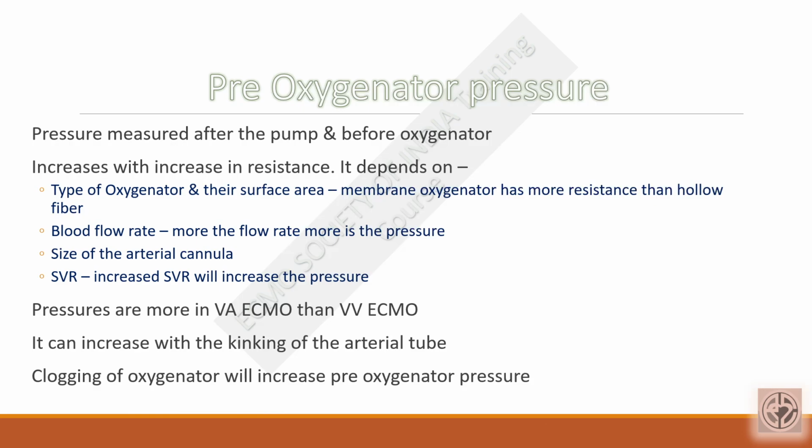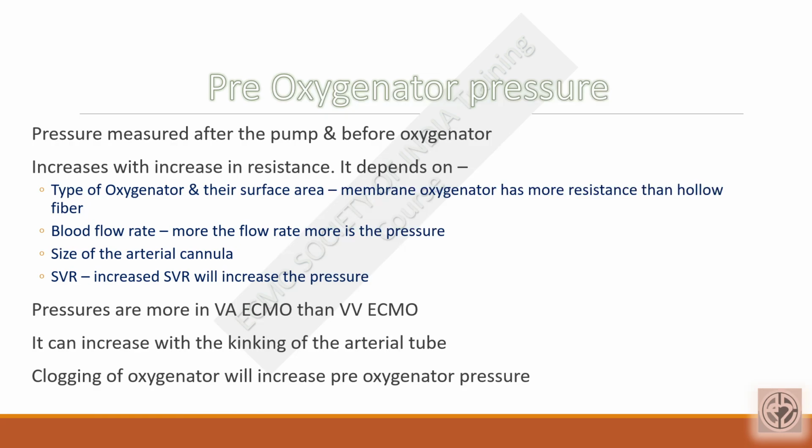Pre-oxygenator pressure is, as I told you, the most positive pressure between the pump and oxygenator. Anything which increases afterload is going to increase the pre-oxygenator pressure. So if your oxygenator has more resistance, you will have high P1. Suppose you are using Quadrox, your P1 will be less. If you are using Sorin, it's higher because delta pressure is only 150. So definitely this pressure is going to be 200, 250, isn't it? So your P1 is going to be high.